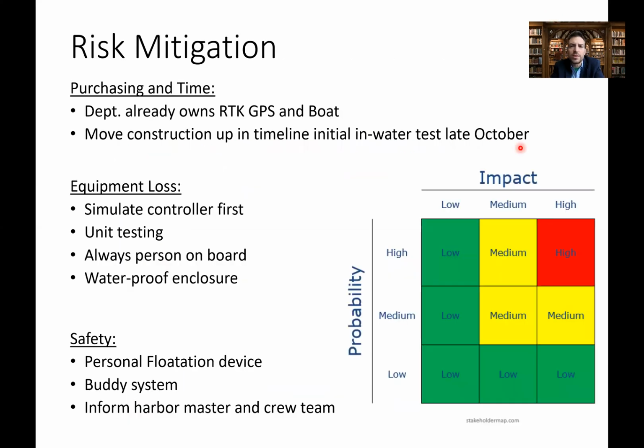In terms of risks, every project has risks, especially in terms of time. So one of the things that I did is I selected this GPS system and this boat to be items that the department already owns. So I won't have to worry about supply chain issues or waiting for those things to arrive. And another risk mitigation strategy I did was I'm moving up the timeline for construction so that I can perhaps get out on the water and do some testing in late October before the creek freezes up.